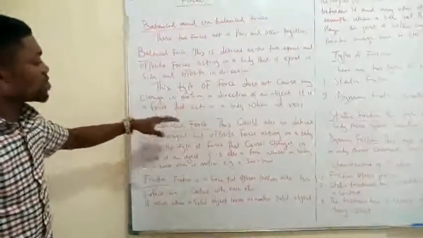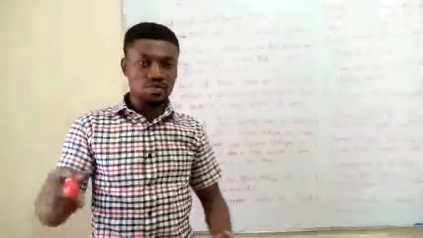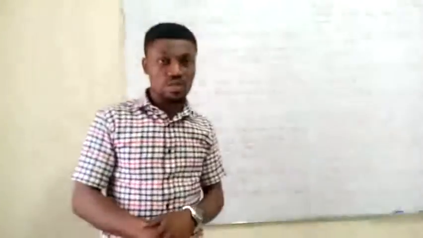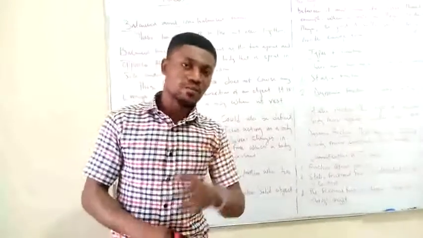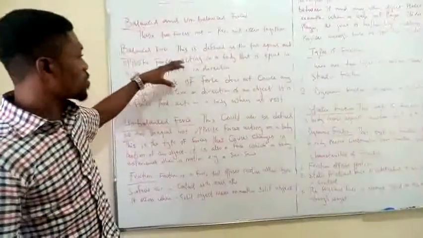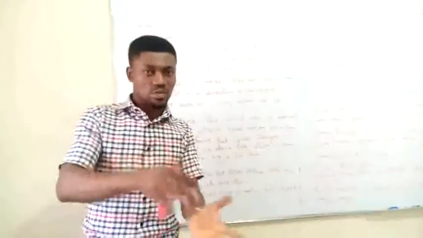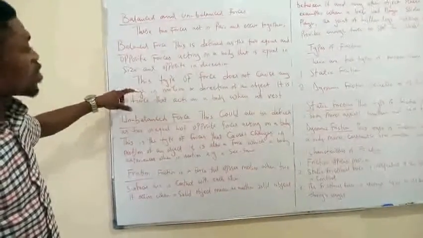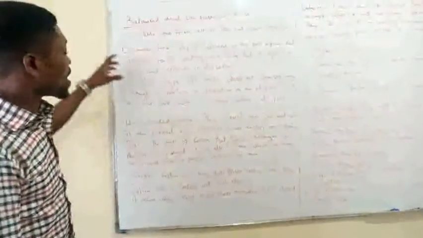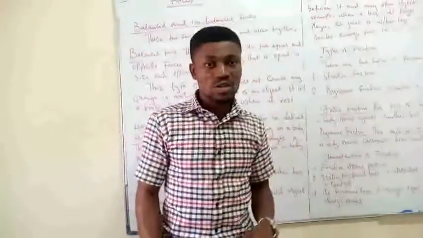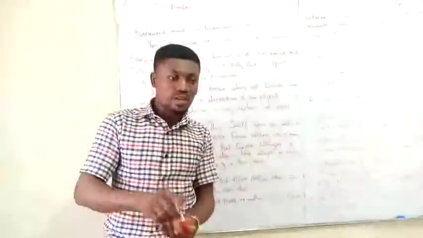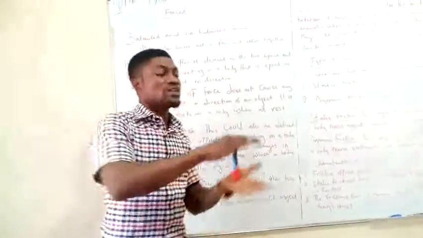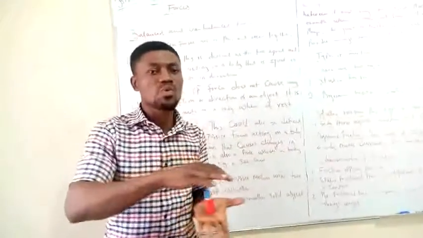Now, this type of force does not cause any change in motion or direction of an object. It is a force that acts on a body when at rest, just like the static friction or static force. So this balanced force acts when the body is at rest. It does not cause any change in motion. If this balanced force is applied to a body, it does not cause that object to change its motion or direction. It does not make it move.